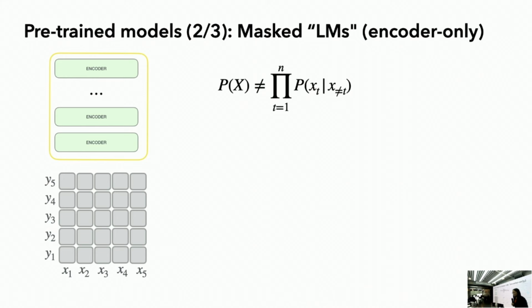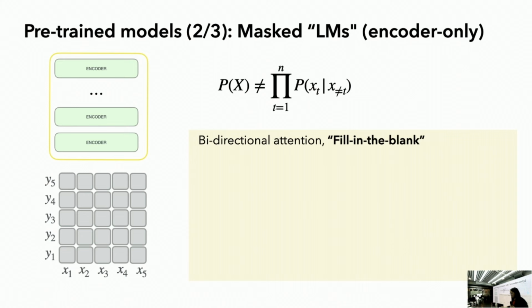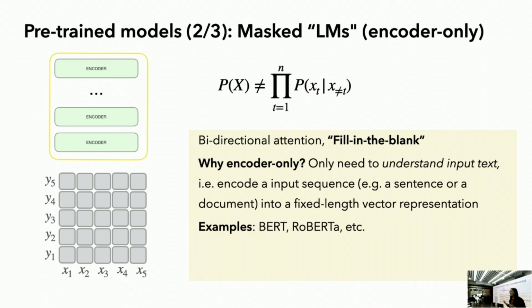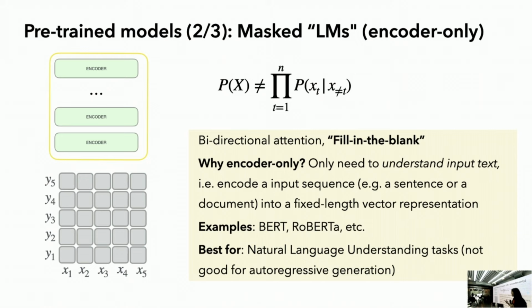The second pre-trained model is called the masked language model. This is encoder-only. Successful examples are BERT and RoBERTa. Why encoder-only? The idea here is that for this kind of filling in the blank, we want to understand the input text, that is, encode an input sequence into a fixed-length vector representation. This kind of architecture is best for natural language understanding tasks, but not good for generation tasks. That's probably why you can use BERT for natural language inference classification, but not for generation tasks.